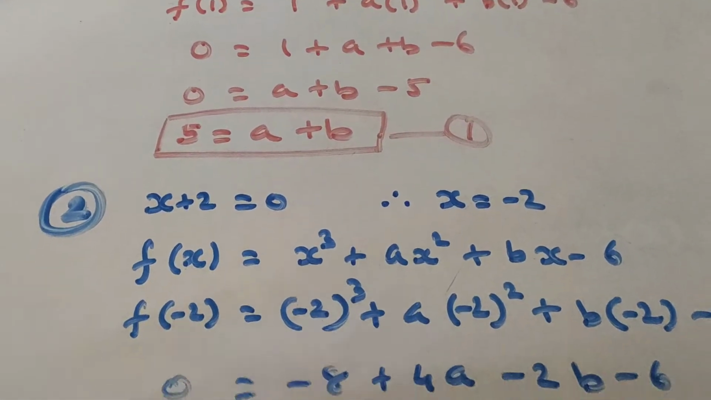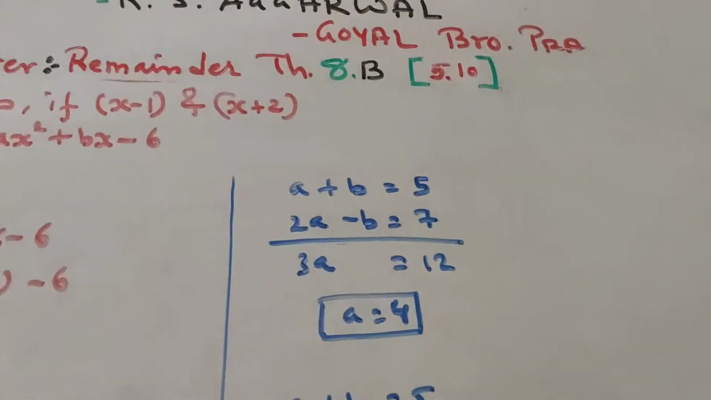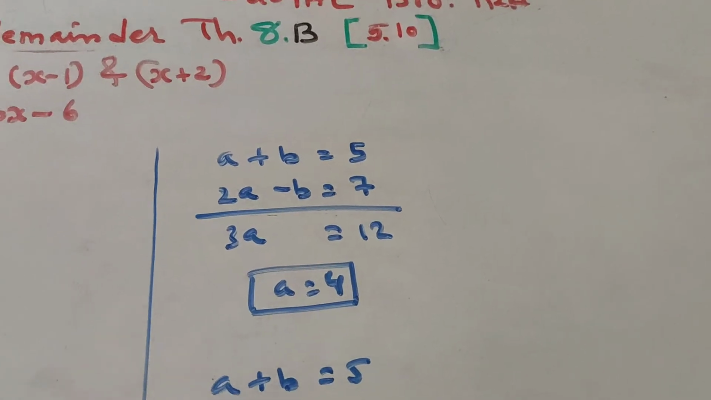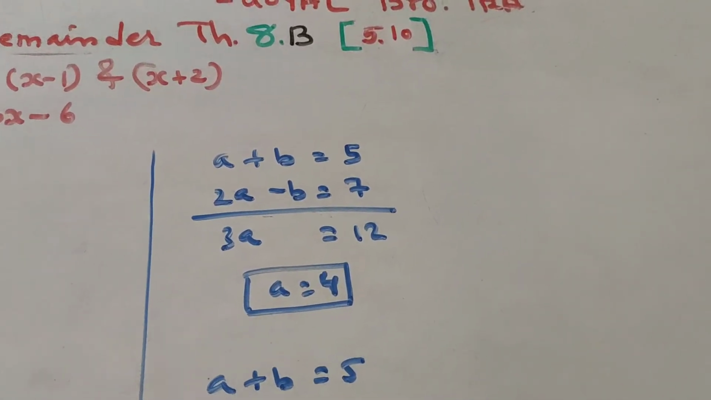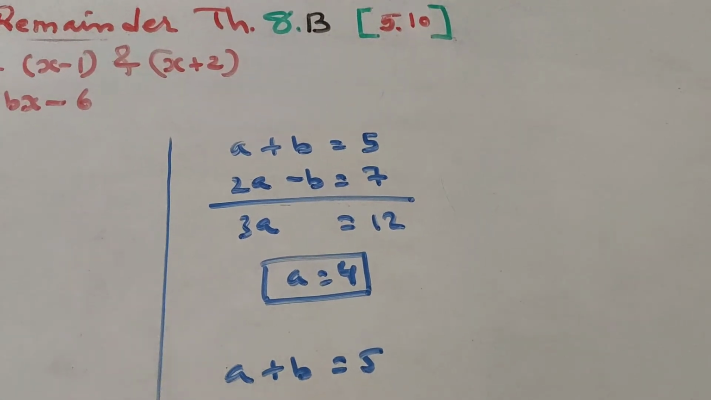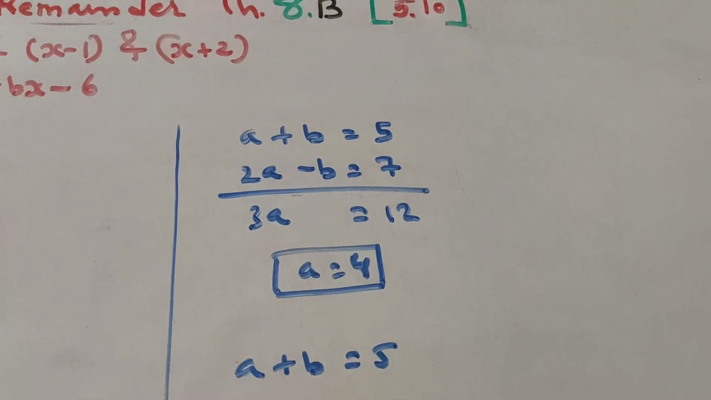Equation 1, a plus b is equal to 5, and equation 2, 2a minus b is equal to 7. Simplifying and solving these two equations by any method of substitution, elimination or Cramer's method, we will be able to obtain the value of a and b. Here I am using simply the elimination method.